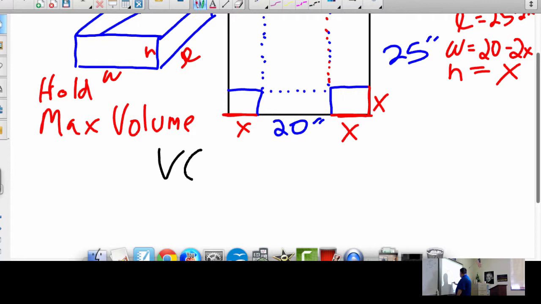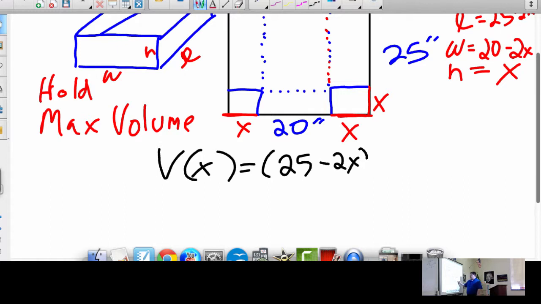So if I say the volume of the box as a function of x, I would say 25 minus 2x times 20 minus 2x times x. Right? How do I find the maximum value of this function? Plug it in the calculator. Take y prime. Yeah, we could take y prime.